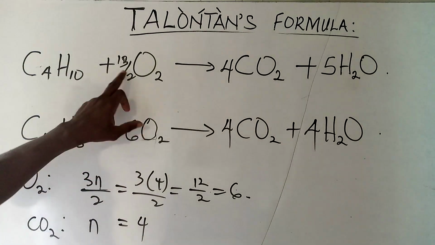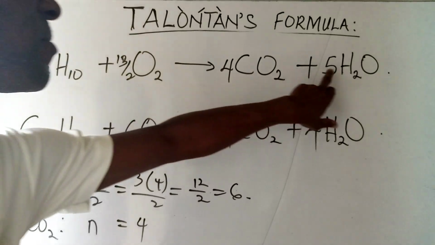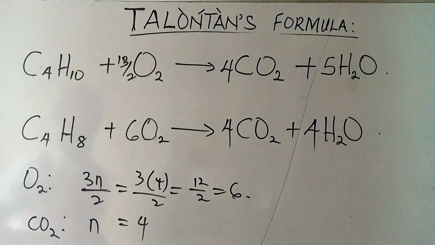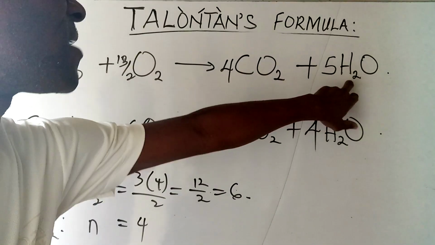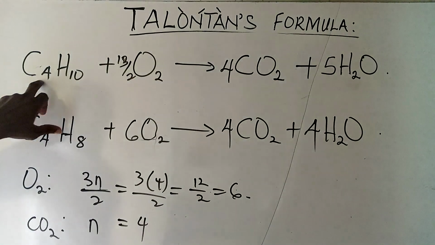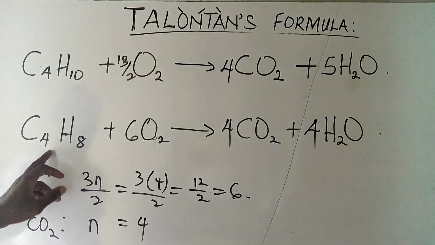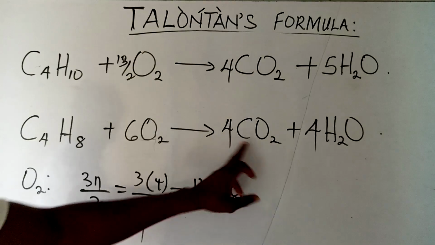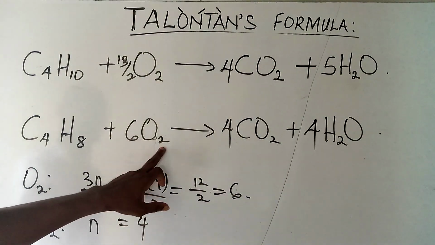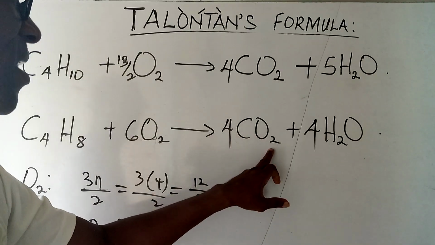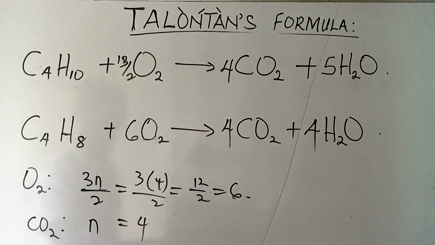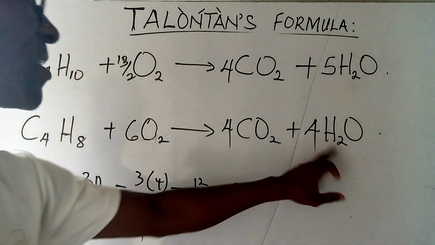this is 13 oxygen: 4 times 2, 8, plus 5, that's 13. Hydrogen, 10: 5 times 2, 10. 4 carbon, 4 carbon. Then if you come here, 4 carbon, 4 carbon, oxygen 6 times 2, that's 12. 4 times 2, 8, plus 4, that's 12. Hydrogen is 8 here, 4 times 2, 8.